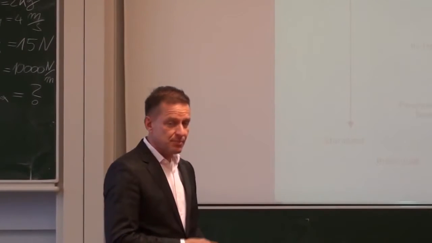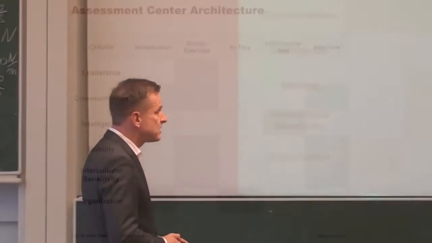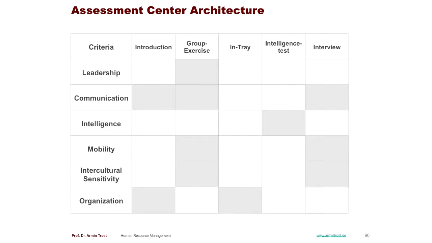Whenever assessment centers are done, there is architecture behind. It's a matrix, and as I said right at the beginning, in every assessment center, different criteria are measured. For instance, leadership, communication, intelligence, mobility, intercultural sensitivity, organization. And then we have different exercises, like the introduction, the group exercise, the intelligence test, and a personal interview. And as you can see in this matrix, different exercises address different criteria. Okay? So this is how assessment centers are built.